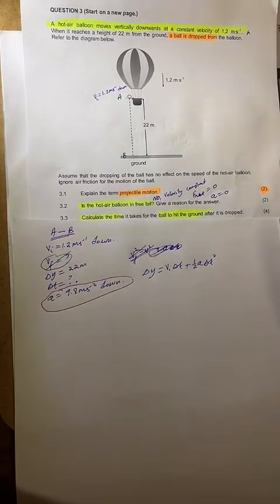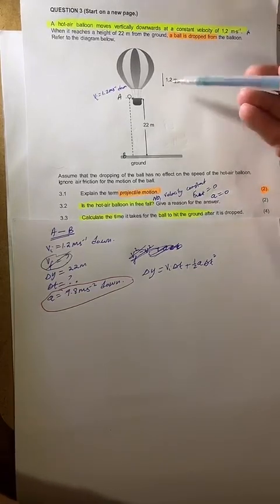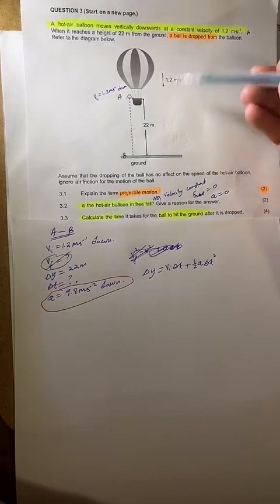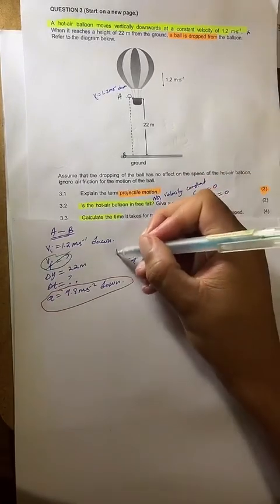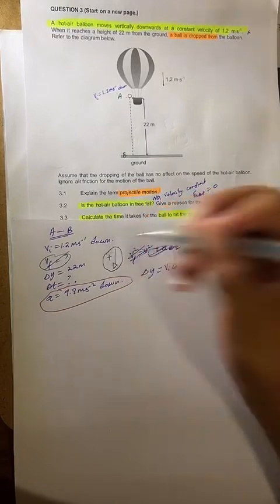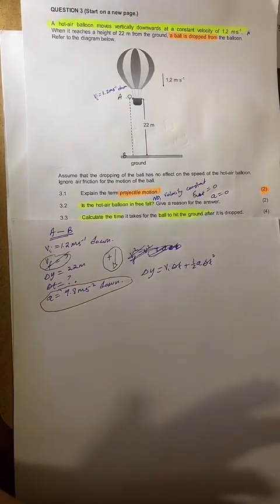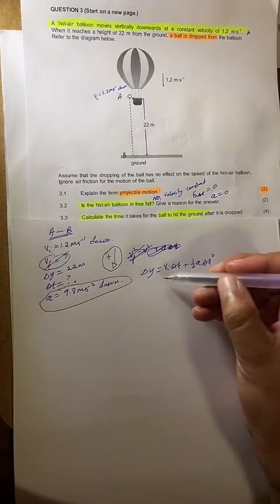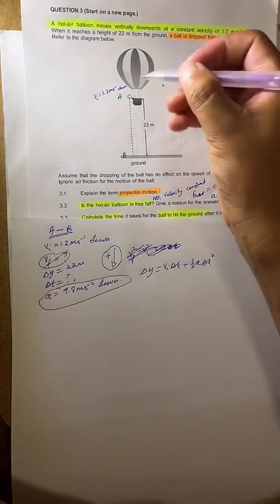Now the next thing that you must do, you must choose direction, whether you choose up positive or down positive. But in this case, the object did not go up, it just went down straight. So let's choose where it decided to go first as positive, and then we can substitute everything. So delta y is 22 meters. We did not write the direction here, but let's do it again.